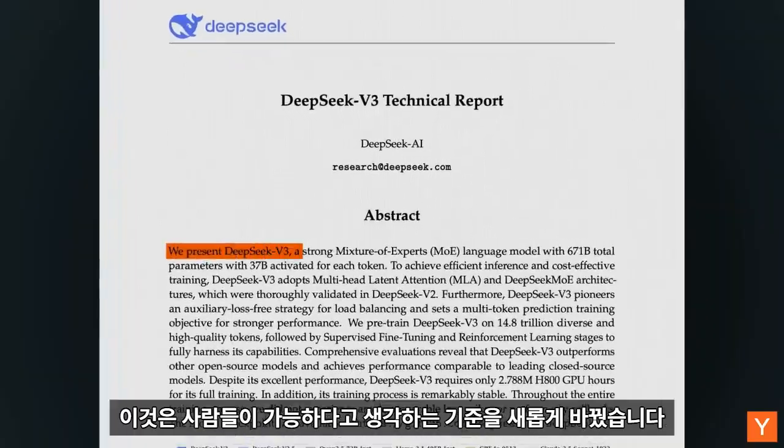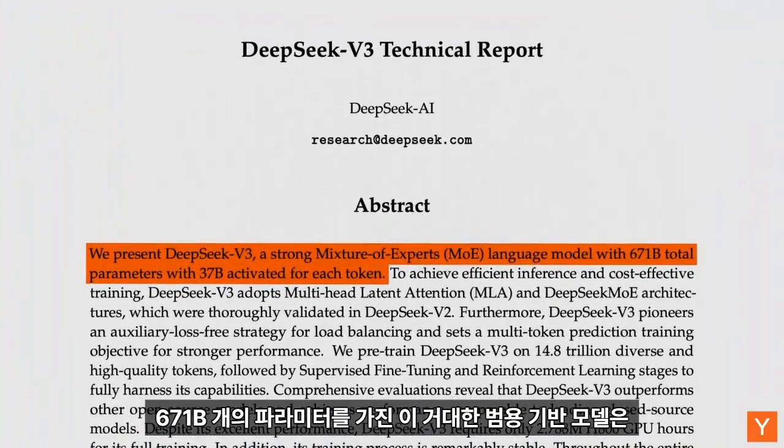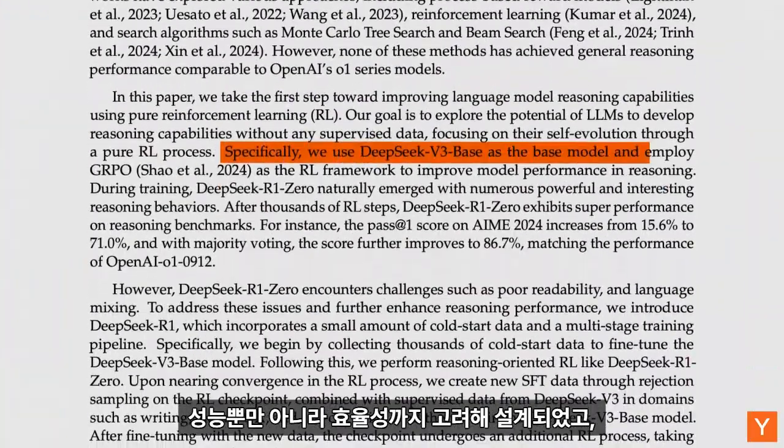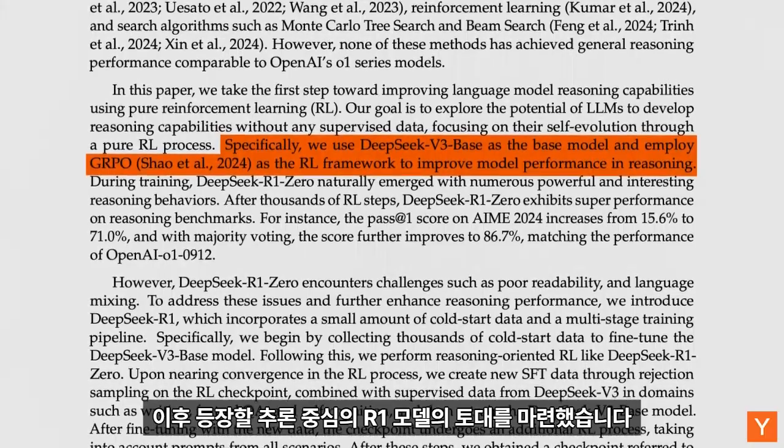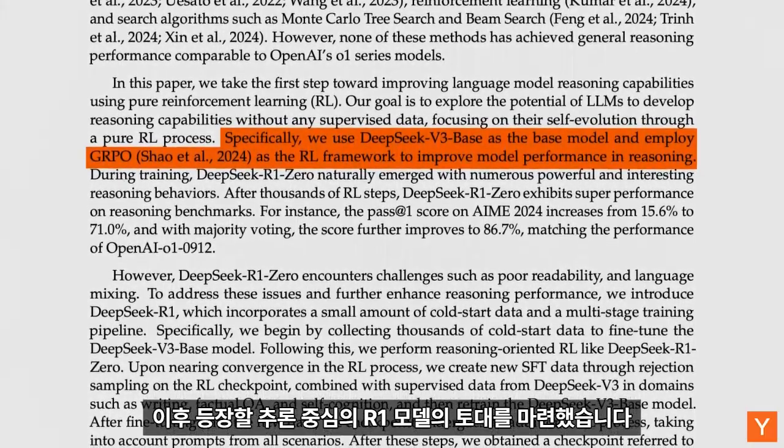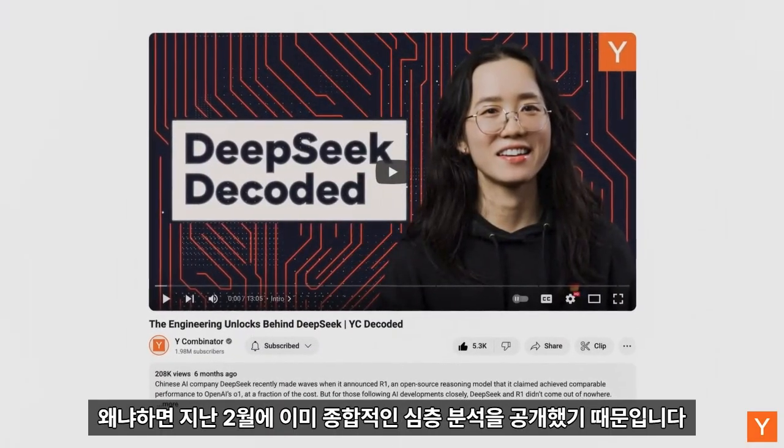At 671 billion parameters, it's a massive general-purpose base model designed for efficiency as much as capability, laying the groundwork for the reasoning-focused R1 model that would follow. We're not going to get into a ton of detail about V3's architecture or training pipeline here, because we put out a comprehensive deep dive into it back in February.